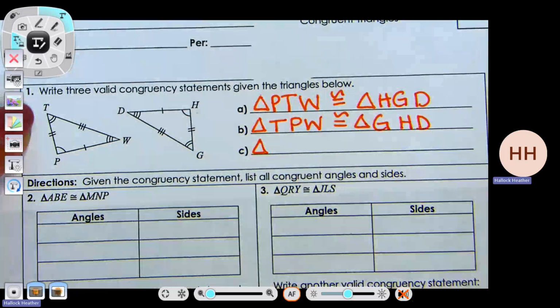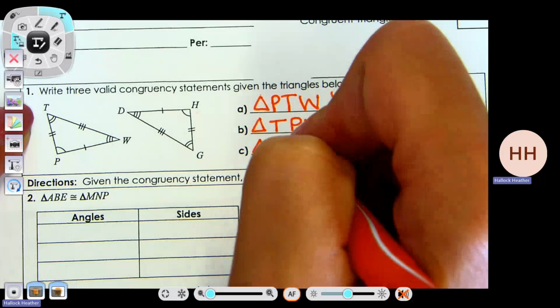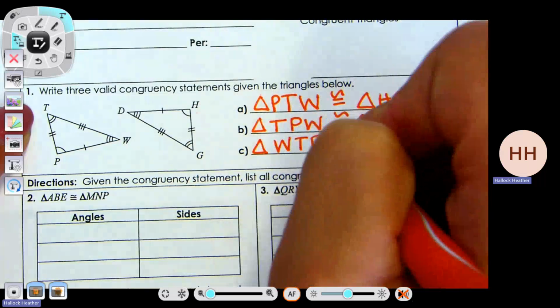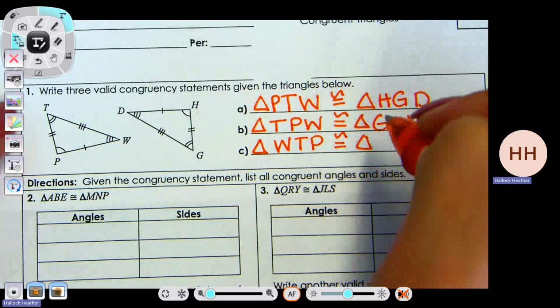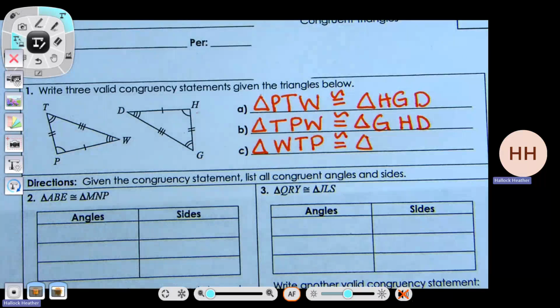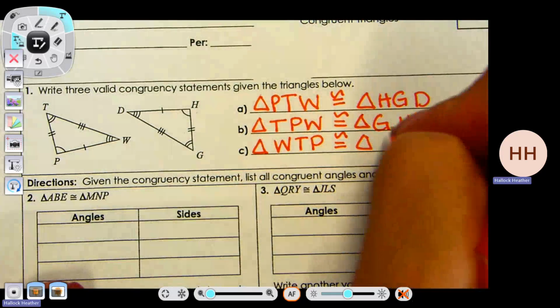And then let's do WTP. So take a second, try to write the last one, see if you can figure it out. Easy peasy, because there's a bunch of these you could write. Literally, it kind of goes on forever. Okay, Jaden, what is it? Do you know? DGH.